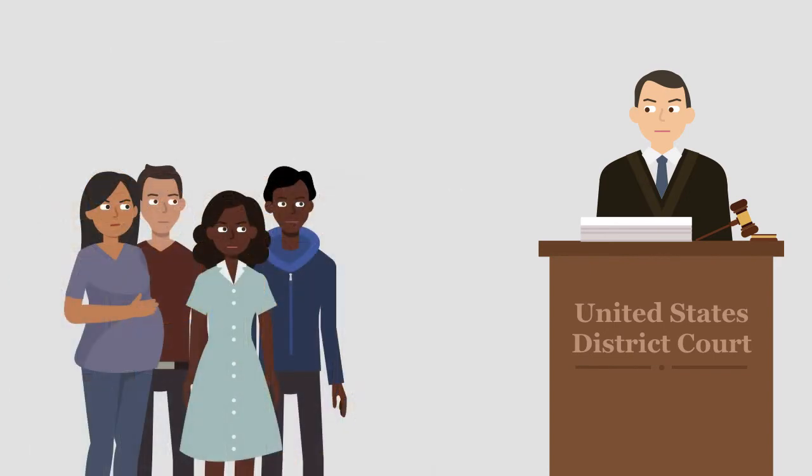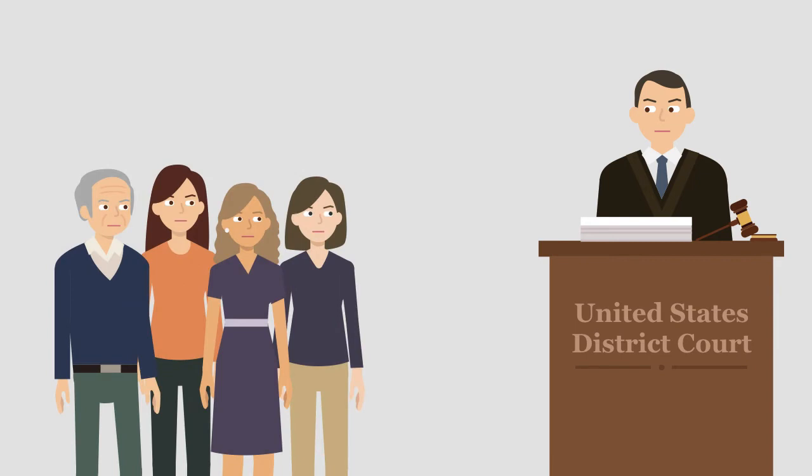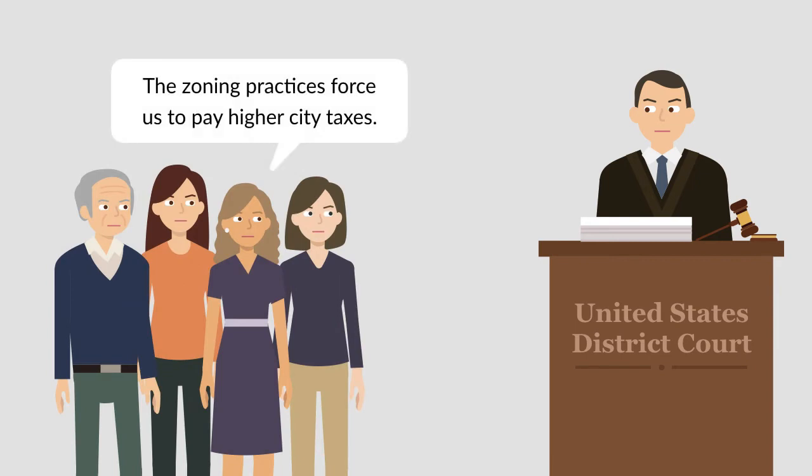The low-income plaintiffs alleged that the zoning practices were discriminatory and deprived them of the opportunity to live in Penfield. The Rochester taxpayer plaintiffs alleged the zoning practices forced them to pay higher city taxes. They sought monetary damages and a declaration that the ordinance was unconstitutional.